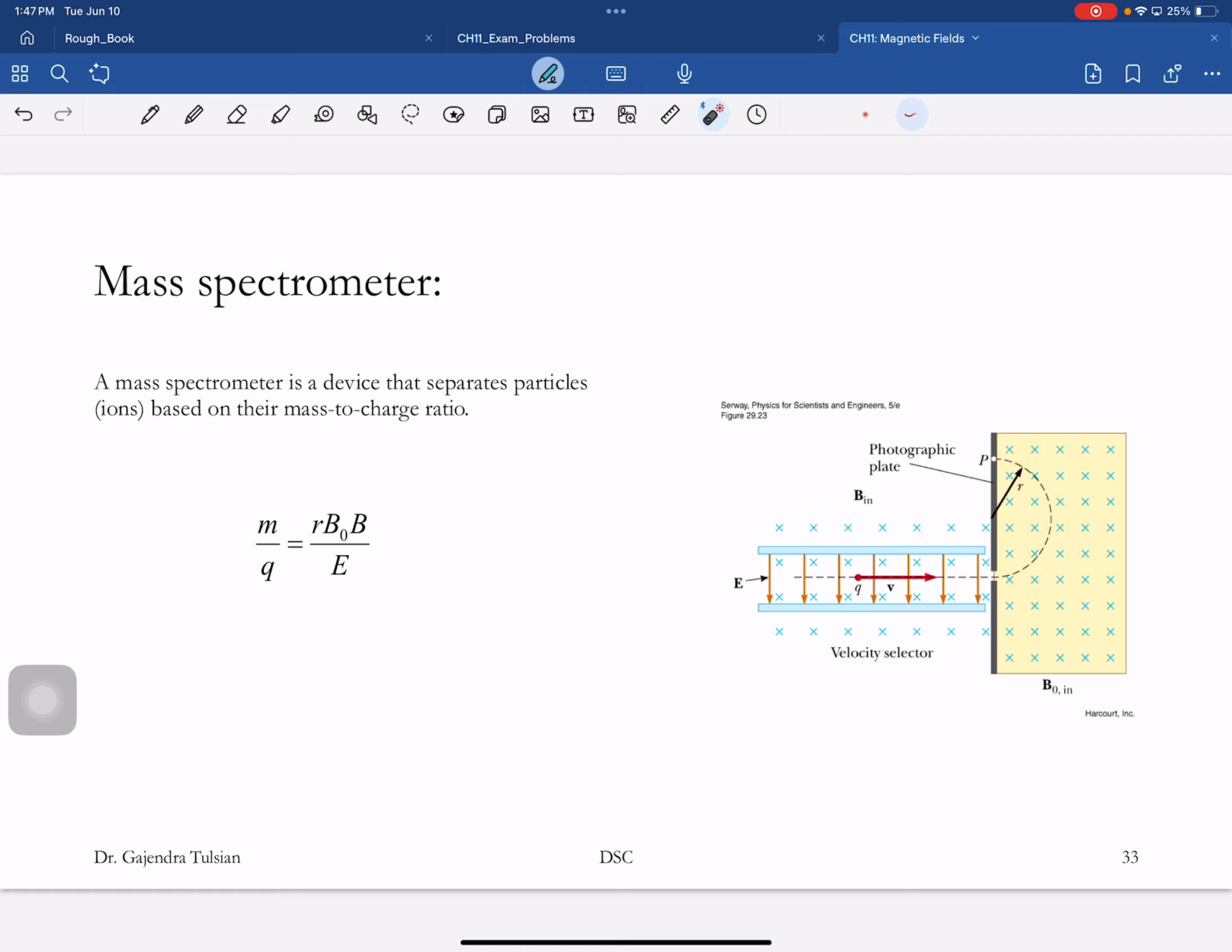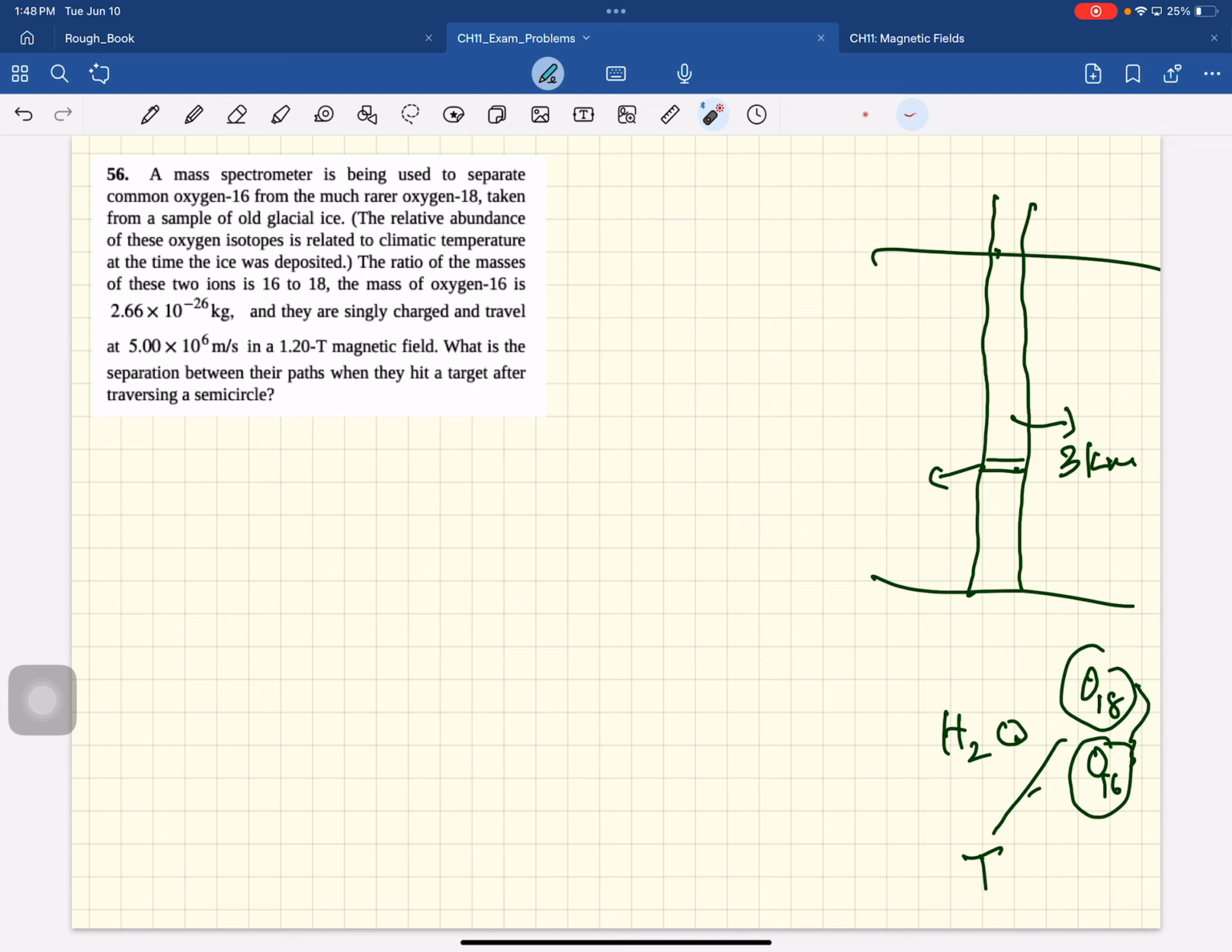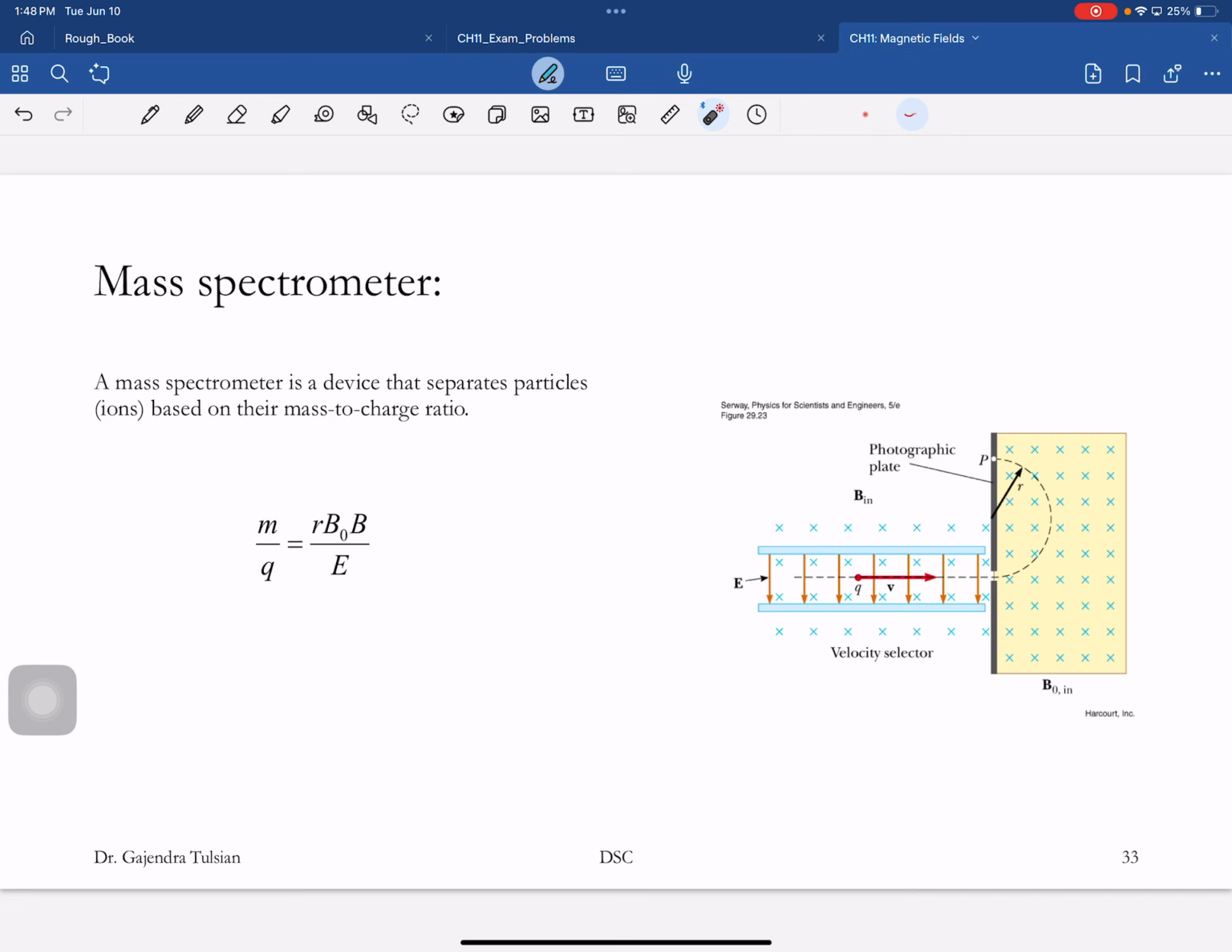So what is the separation between the paths when they hit the target after traversing a semicircle? So this gives you M over Q is R over B naught. B naught is this field. E over B is the velocity selector. So M over Q is R. E over B is the velocity of the particles times B. So we're going to use this formula.